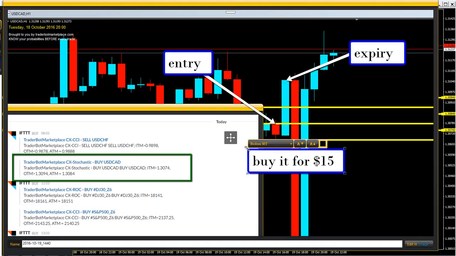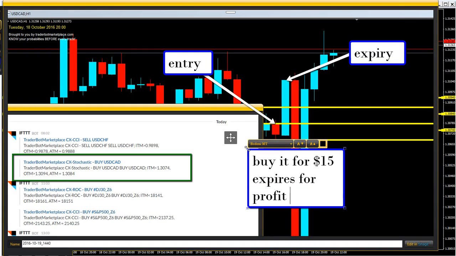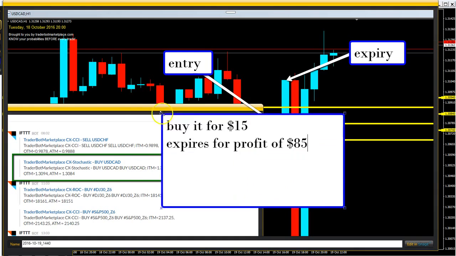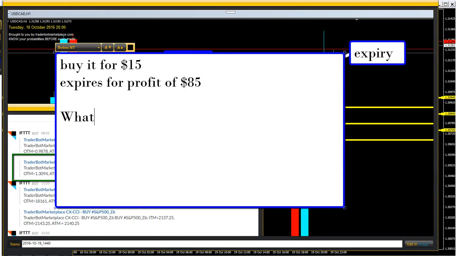Then if it expires profitable, what is your profit? Well, it expires for a profit of 85. So you bought it for 15, expires for a profit of 85. Now, here's the kicker. What's the downside of OTM trades? The downside is they don't win very often. And we're going to discuss a strategy on how to make those pay off more than they usually would.